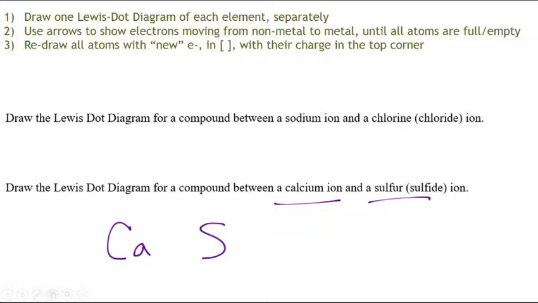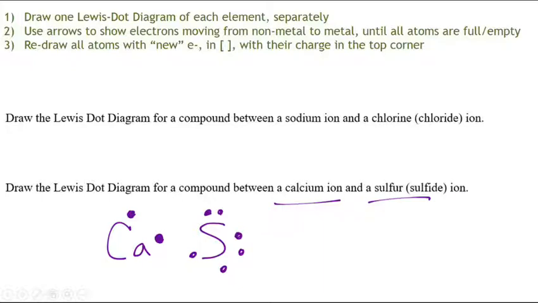And I need to add dots around these. Calcium's in the second column, so I'm going to put 2 dots around them. And then sulfur is in column 16, so it has 6 valence electrons. That's 4, 5, 6 dots. Drawn those Lewis dot diagrams.